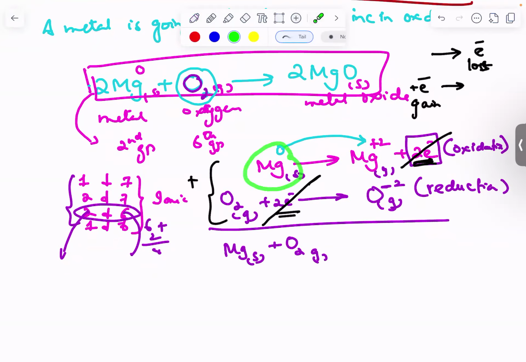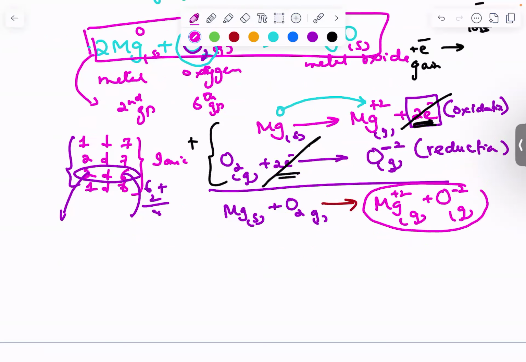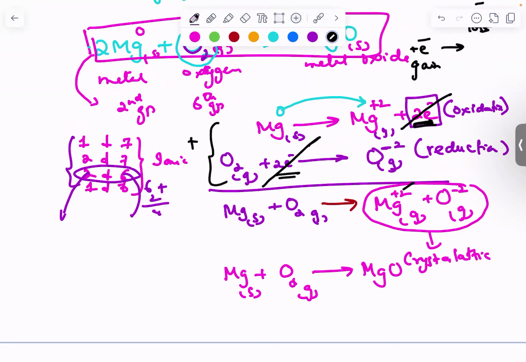I have copied all the reactants. These two reactants are left. After writing the reactants, I'm going to write the products. So I'll write the products now, arrow, and the products would be Mg positive 2 gas plus O negative 2 gas. So this would be the overall equation. And this is an ionic compound which is forming a crystal lattice. So I am going to write it like that. So it becomes Mg solid plus O2 gas changes into MgO, because positive 2 charge would be cancelled by a negative 2 charge, and then we have to mingle them up and it becomes MgO solid.